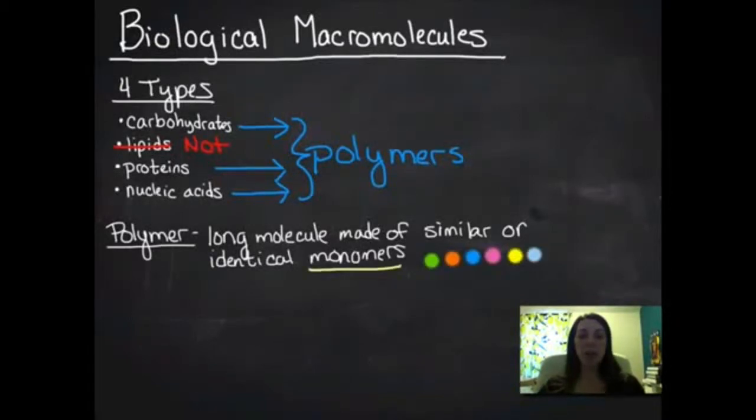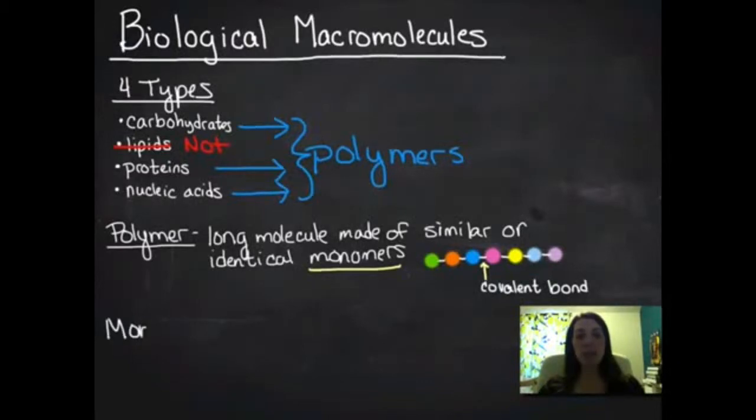So monomer, let's define that. Basically it's like a string of beads. If I have a string of beads, the beads can be different colors, they can be different sizes, but they're all strung together in one long chain. And each of those is going to be held together by a covalent bond, and that's pretty important when we're talking about the biological molecules, that they're being held together by covalent bonds.